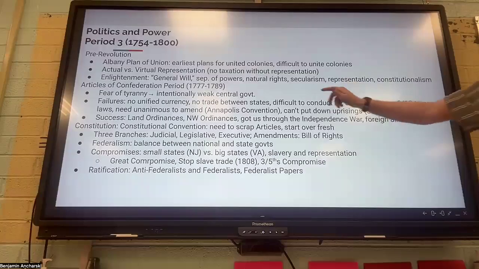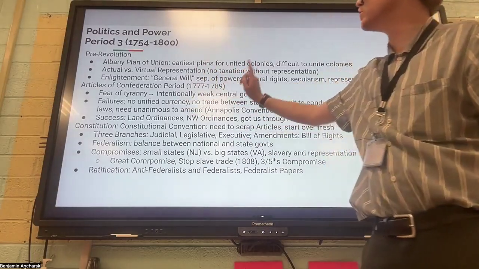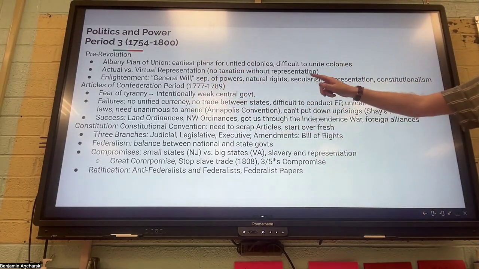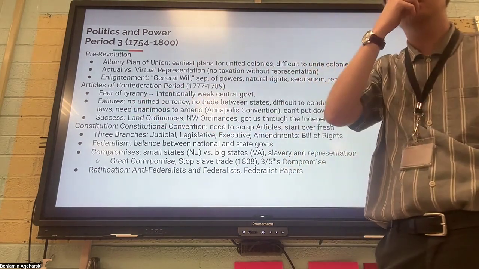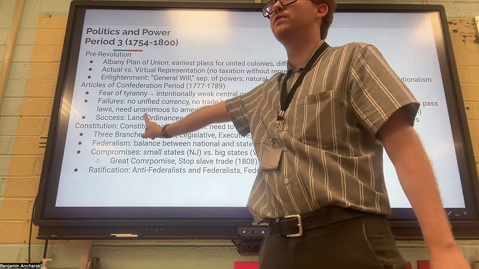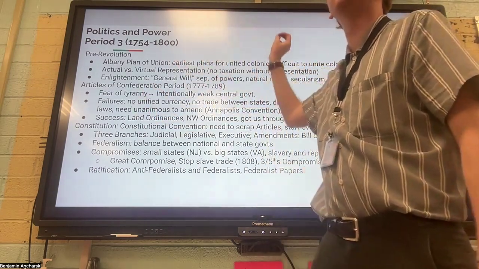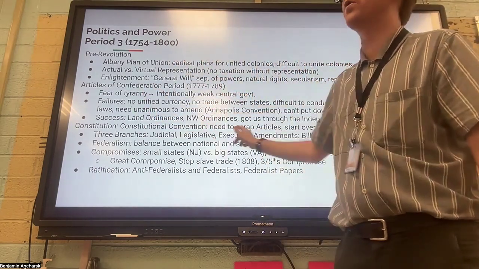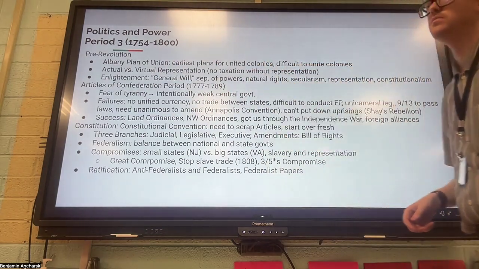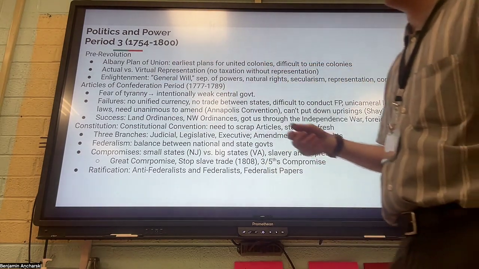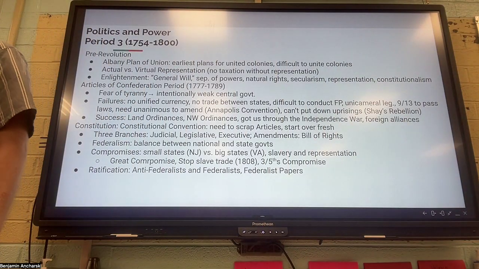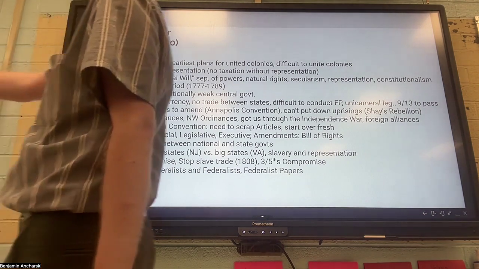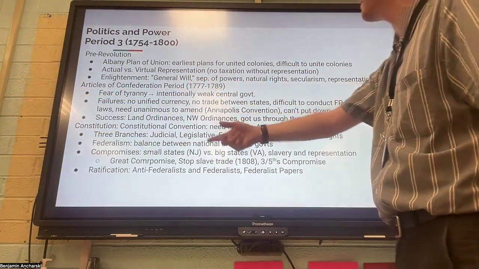But the areas where they were effective: land ordinances, Northwest ordinances. Does anybody remember either of these acts right here? Yeah. You could buy a patch of land and the money goes to the federal government. Excellent. What about the Northwest ordinances? Yeah. It sets up not just the tradition of statehood, of equal representation for new states, but it also denied slavery in the Northwest region. Excellent.